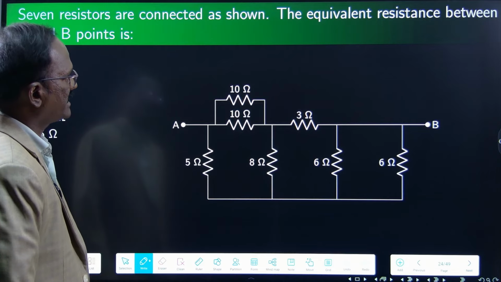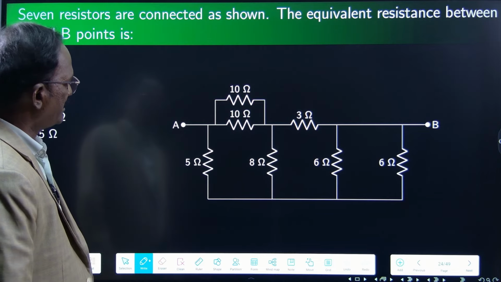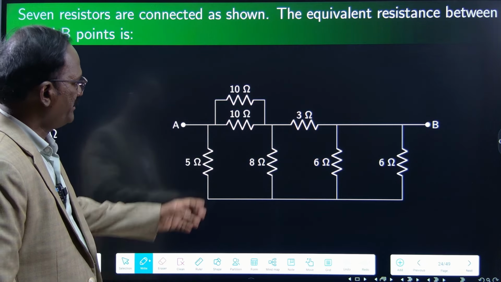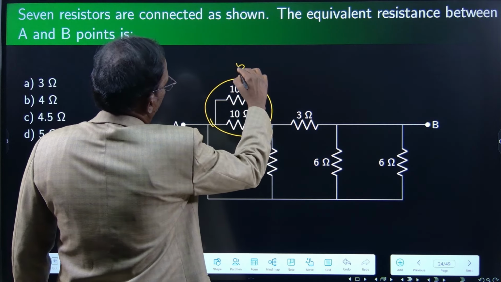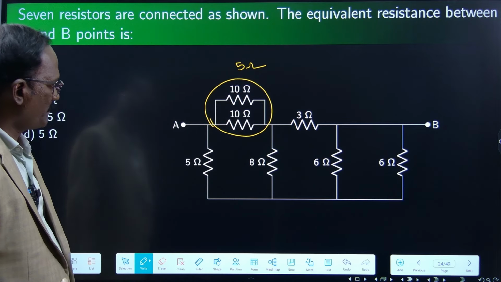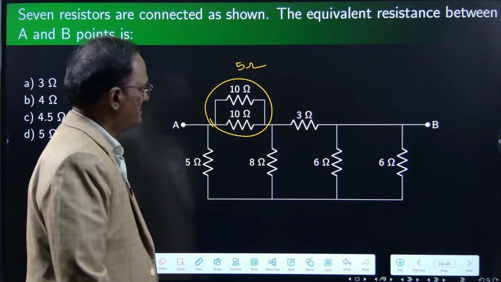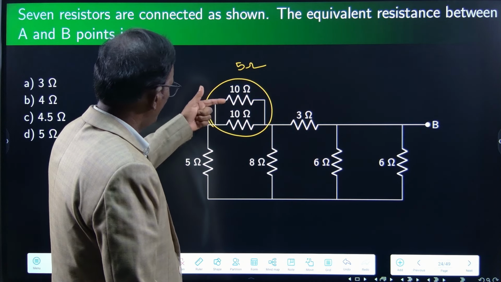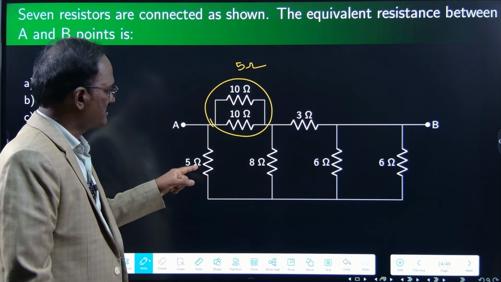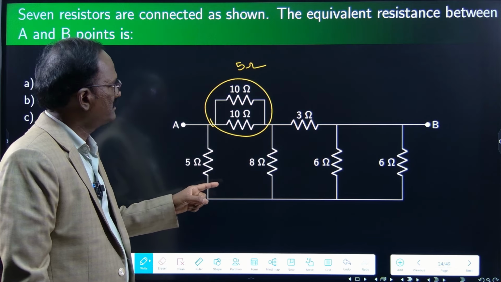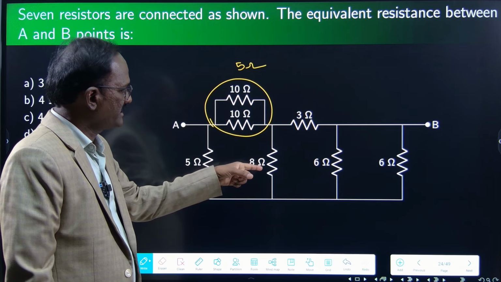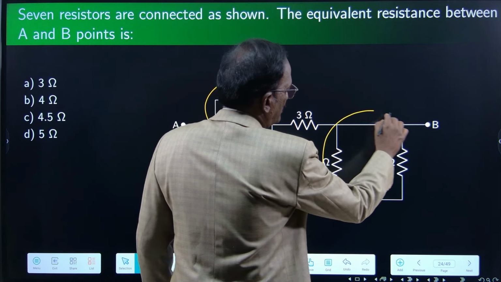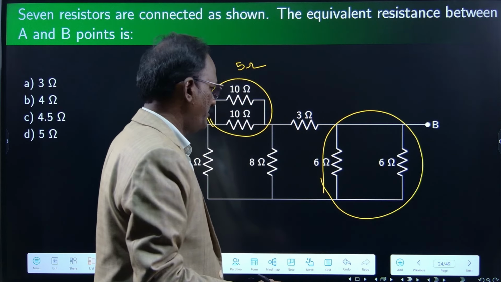7 resistors are connected as shown. The equivalent resistance between A and B is: 1, 2, 3, 4, 5, 6, 7. Immediately we can make it as 5 ohms, 10 by 2, right? They are in parallel. Then this 5 is neither in series nor in parallel. Similarly, the 5 is not in series or in parallel with 8. This 3 ohms, 6 and these two are also in parallel.